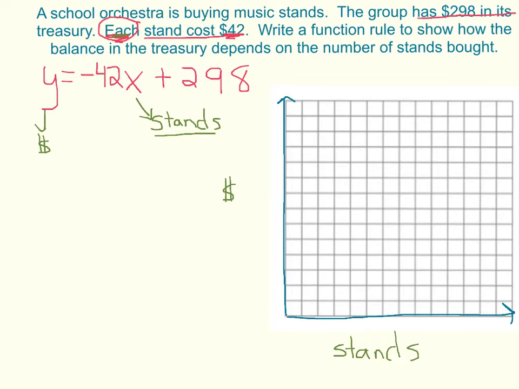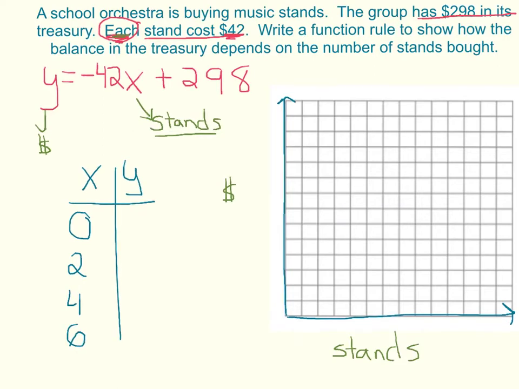So then, to graph this, it's kind of hard to find the y-intercept 298 and then a slope of negative 42. So the best bet is to just make an XY table and get some points. You can plug in any numbers you want for x. Let's do 0, 2, 4, and 6.